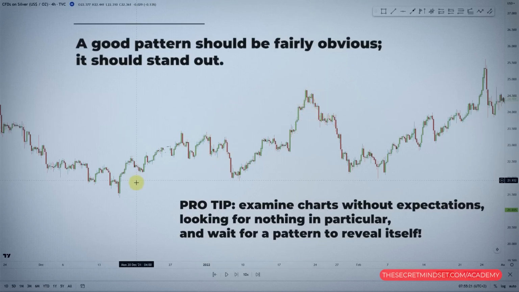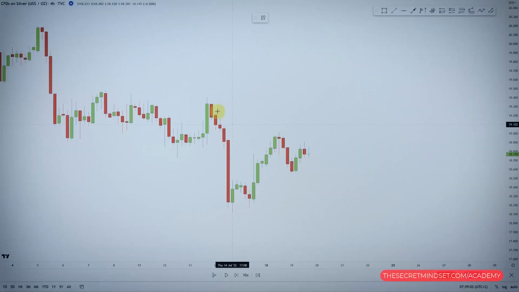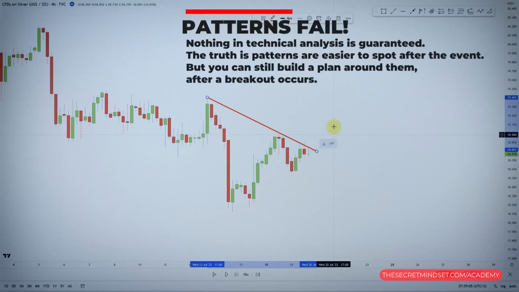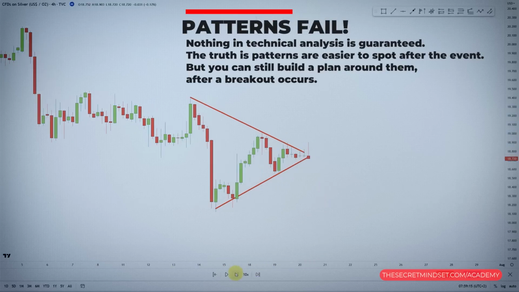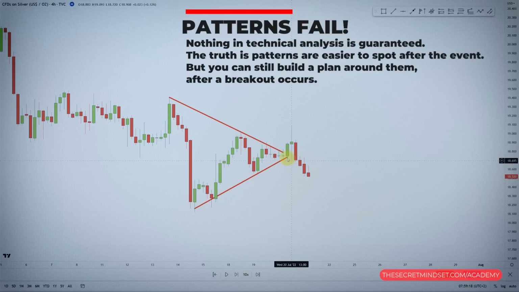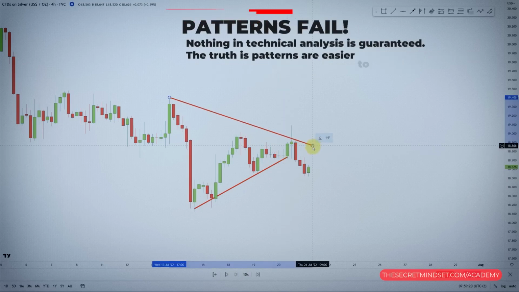It should stand out. If it takes more than a few seconds to identify the pattern, it might not be a useful example of that formation. And remember, patterns fail. Like any technique, nothing in technical analysis is guaranteed. The truth is that they are easier to spot after the event, but you can still build a plan around them after the breakout occurs.